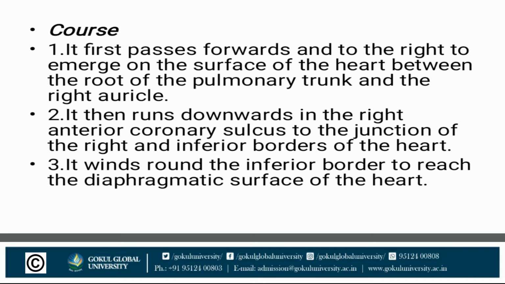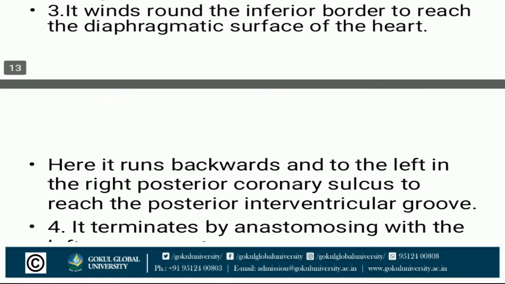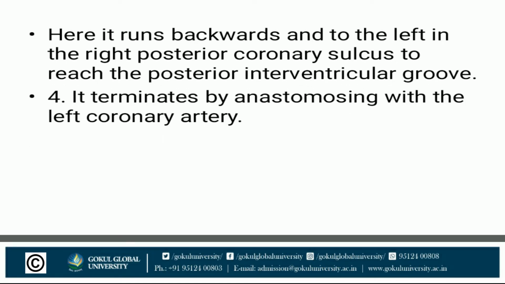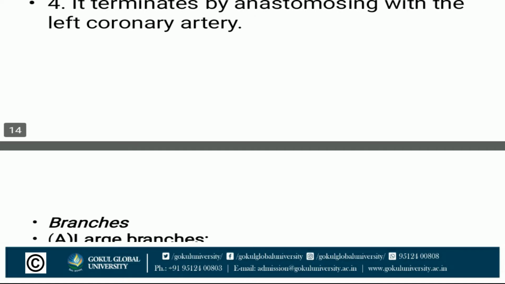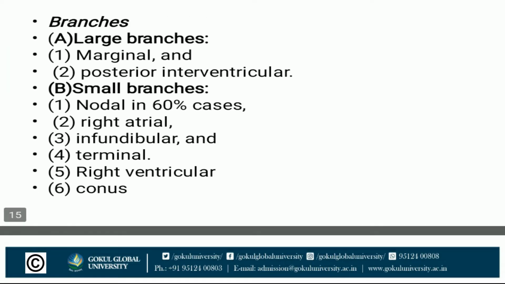It then runs downward in the right anterior coronary sulcus to the junction of the right and inferior borders of the heart. It winds round the inferior border to reach the diaphragmatic surface of the heart. Here it runs backwards and to the left in the right posterior coronary sulcus to reach the posterior interventricular groove. It terminates by anastomosing with the left coronary artery. This was the course of the right coronary artery.